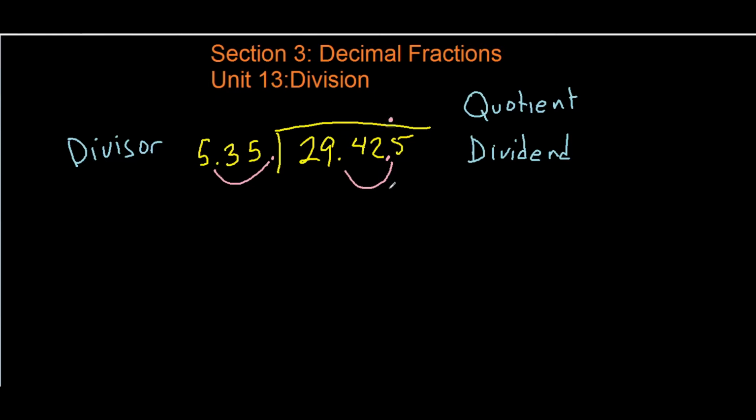The decimal point then, just like we talked about before, goes right above. It stays right there. So the first thing we'll look at, 535 divided into 2942.5, we're going to say it goes in there first 5 times. And let's just assume you don't have a calculator with you. Let's go through the old way of writing these numbers down.